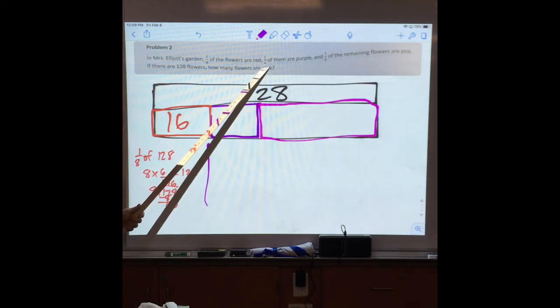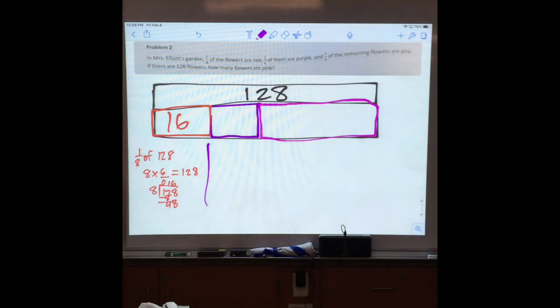It said 1/4 of them are purple. So we're going to ask, what's 1/4 of 128? How could we do that? Question, if an eighth is 16, what's 1/4 going to be? Is 1/4 bigger or smaller? You're right, it's bigger. So how much bigger is 1/4 than 1/8? It's twice as big, isn't it? So what's our purple number going to be? 32, right?